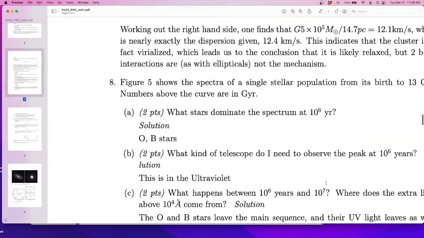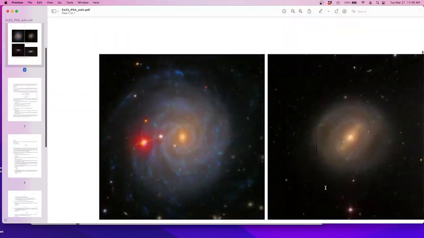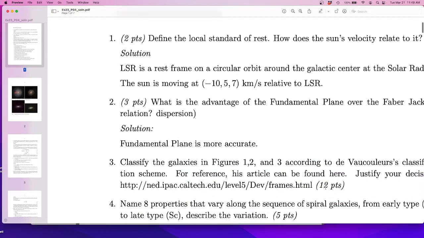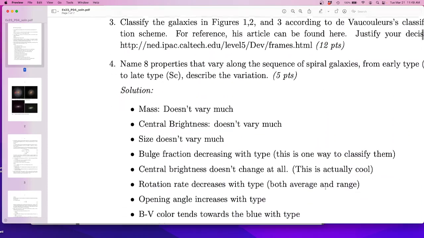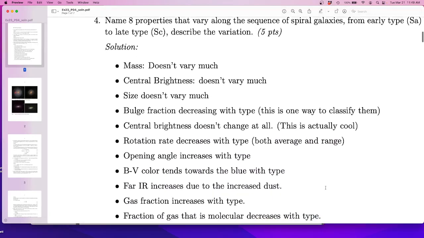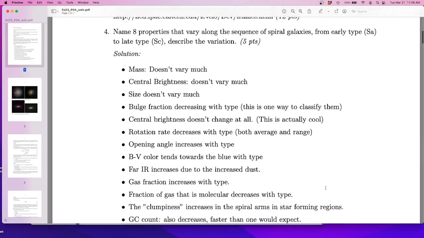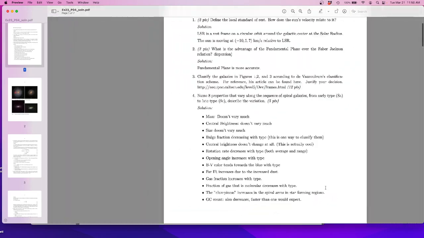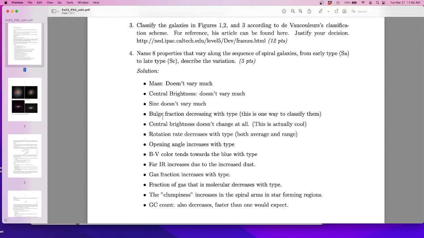But, okay. I have to do good time management today because I have a lot to get through. Eight properties that vary along the sequence of spiral galaxies from early to late type. So bulge fraction decreases with type. In A-type galaxies, the bulge fraction is large, and in C-type galaxies, it's small. The mass doesn't vary a ton. The central brightness doesn't vary much. The physical size doesn't vary a ton. But the bulge fraction changes.